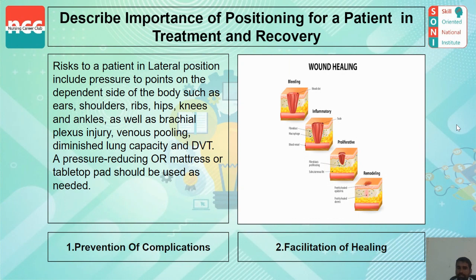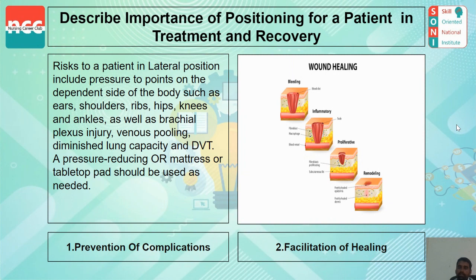Prevention of complications. Risks to a patient in lateral position include pressure to points on the dependent side of the body such as ears, shoulders, ribs, hips, knees, and ankles, as well as a brachial plexus injury, venous pooling, diminished lung capacity and DVT. There are many risks which a patient has to face, and an HHA helps the patient to keep away from these injuries.